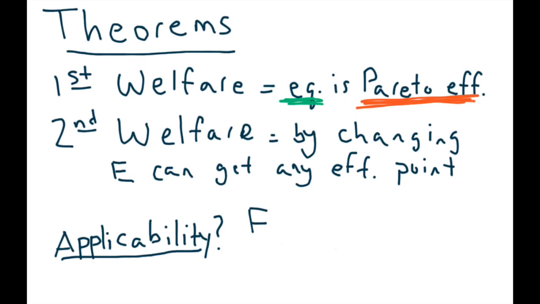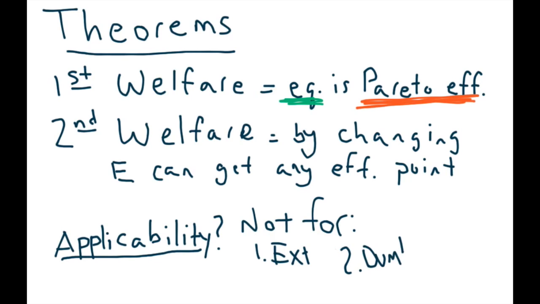So let me say not. They don't apply if there's externalities, if people are dumb. So that's what we call behavioral economics, the stuff David Laibson talks about in lecture. If people make dumb choices, then their choices aren't going to make them happy, so they're not going to get a lot of welfare from the market.